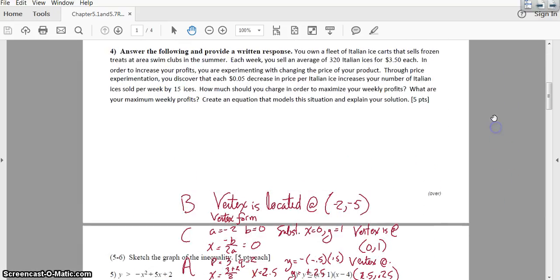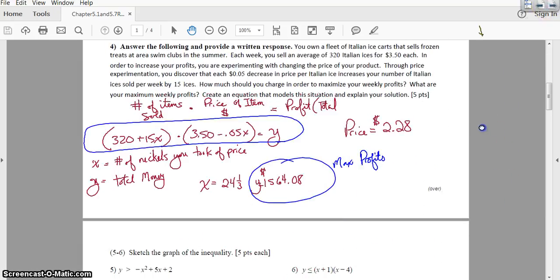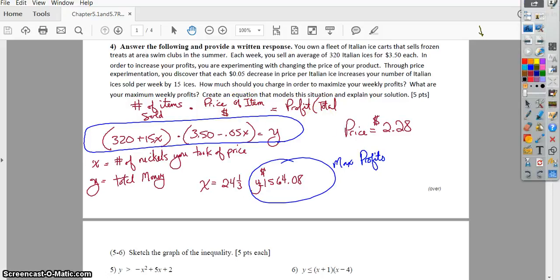One of the harder questions is this word problem here. The general idea is number of items sold, which is here, times the price that each item is, and that will equal how much money you're going to be making off of that product. So, as you go through here, you found out you sold 320 at a price of $3.50 per item. And then you started manipulating things.